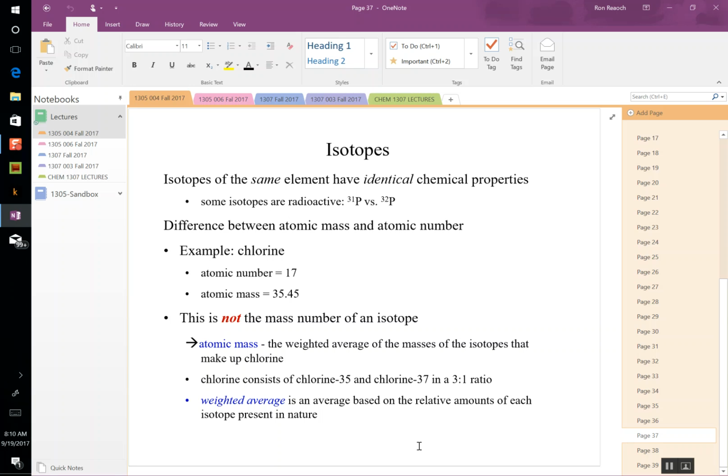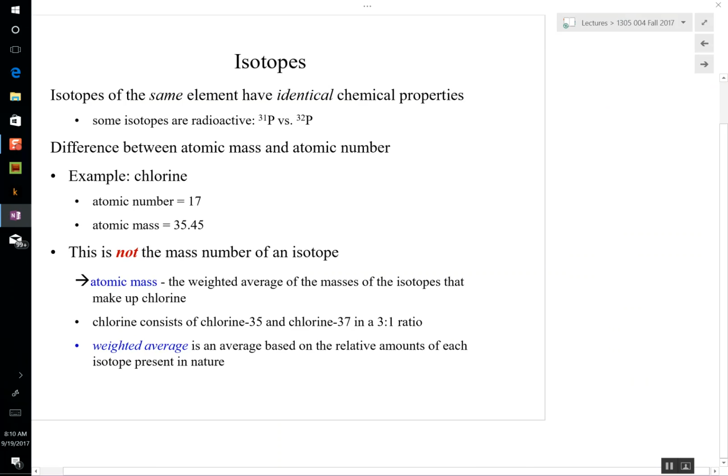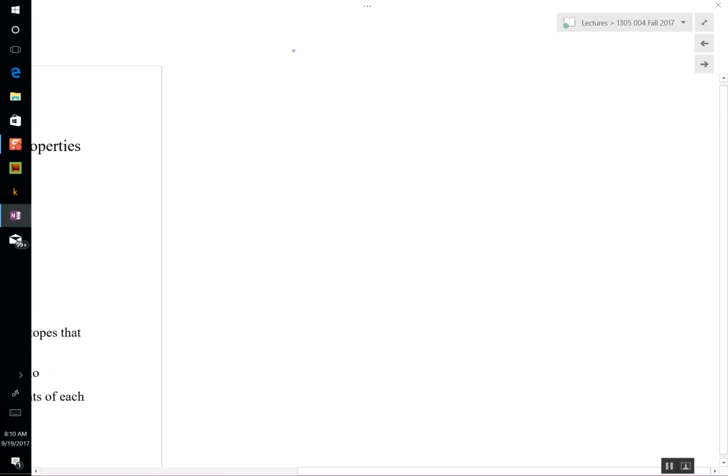So you've got three really critical pieces of information on your periodic table. And if you were to look at chlorine and just simplify it, we've got chlorine right here. We've got the atomic number 17, and we have a number like this. I believe this is what is on your periodic table.